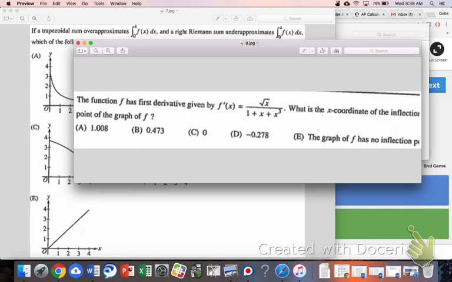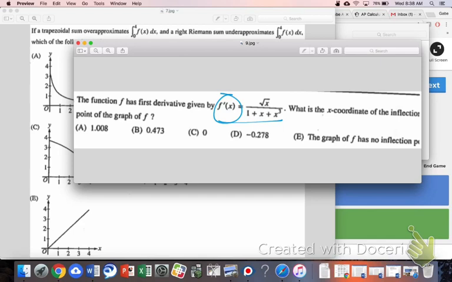So it says function f has this first derivative given by f prime equals that right there. What is the x-coordinate of the inflection point of f? So let's just think about it like this conceptually. If you have a graph of f prime and you're trying to figure out where f has an inflection point, then what are you looking for on the graph of f prime? Say again? Yes, there you go, Matt. It's where f prime goes from increasing to decreasing or decreasing to increasing. In other words, a relative high or low point.